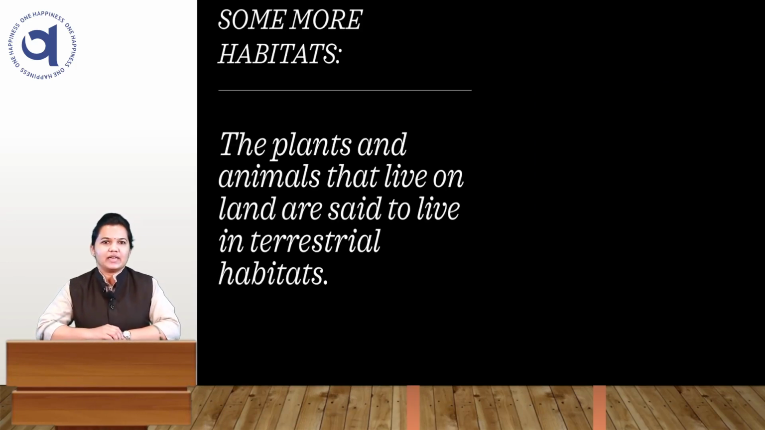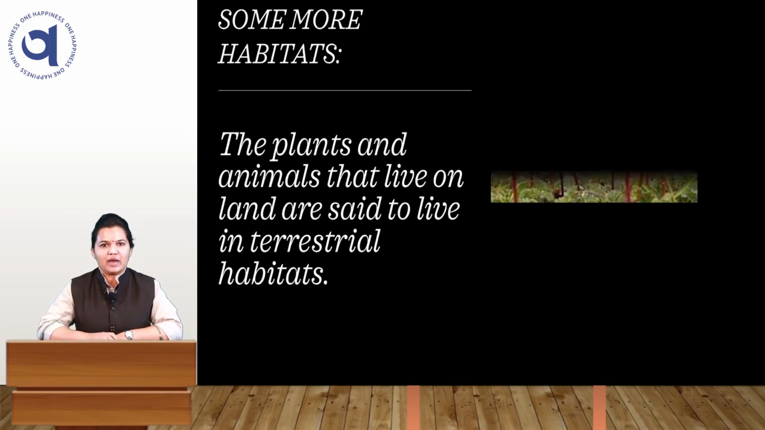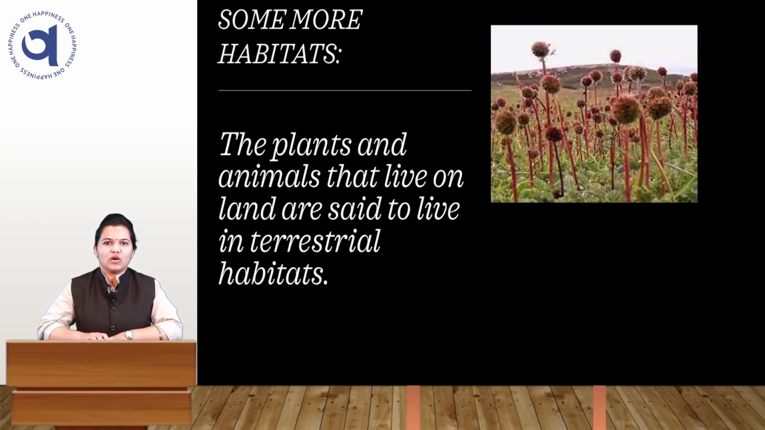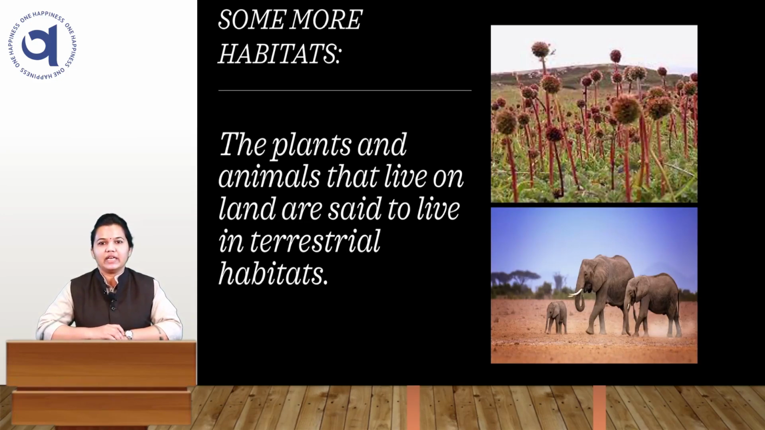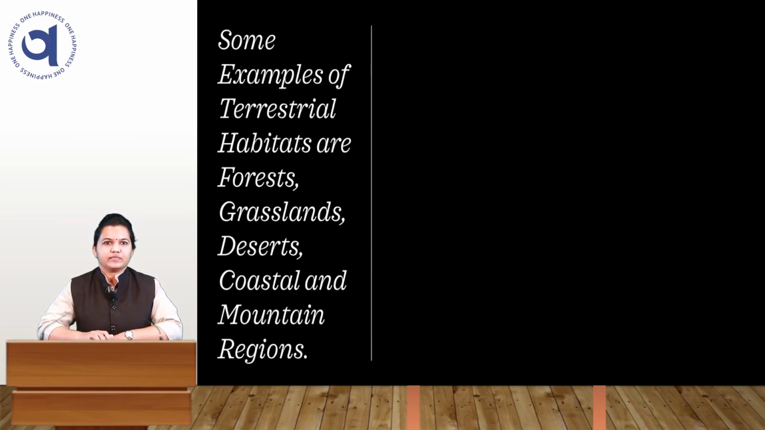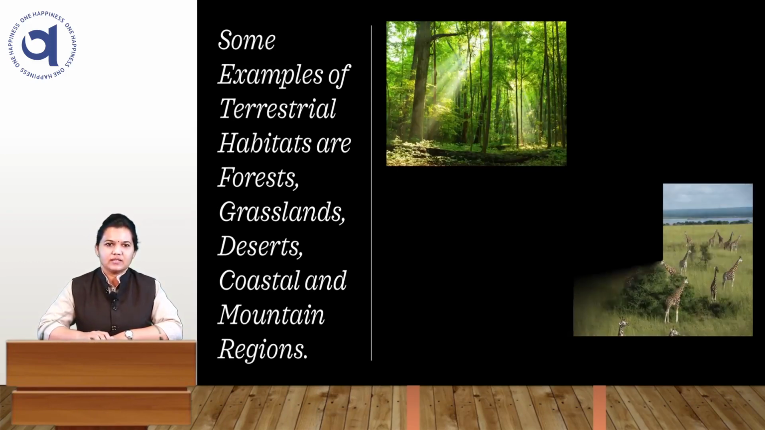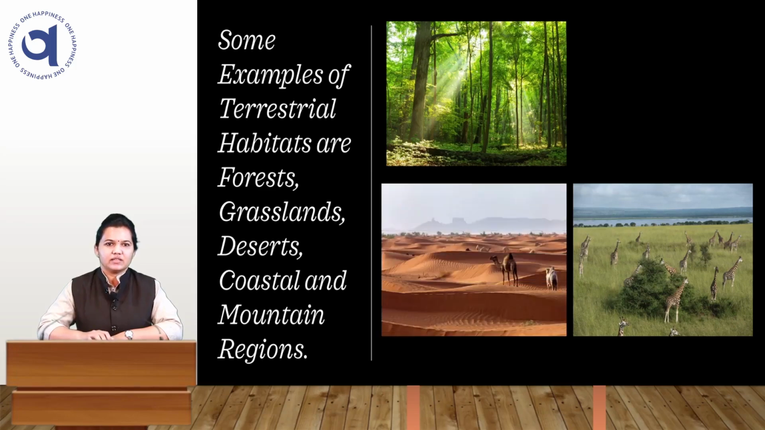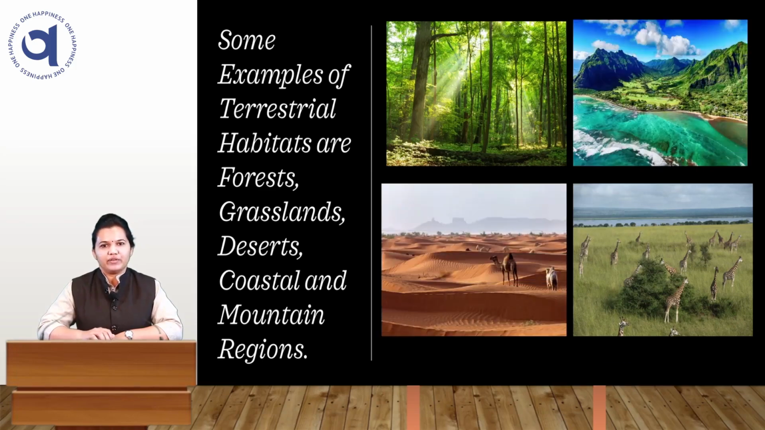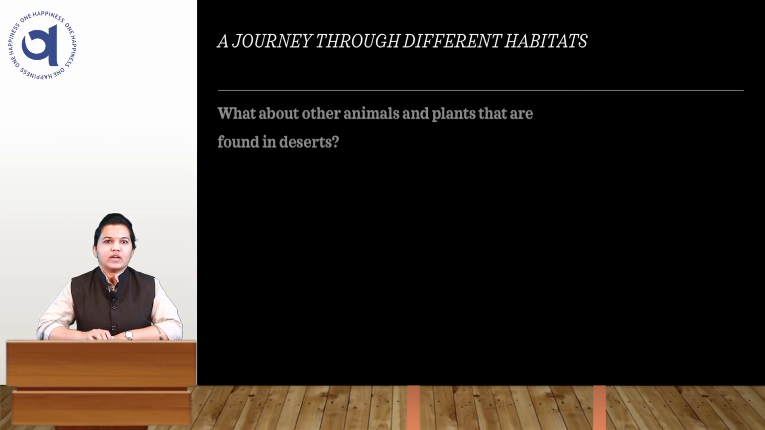Some more habitats: plants and animals that live on land are said to live in terrestrial habitats. These are called terrestrial habitats. They live on land. Some examples of terrestrial habitats are forests, grasslands, deserts, and coastal and mountain regions. A journey through different habitats.